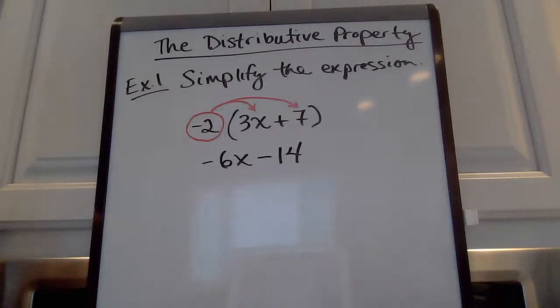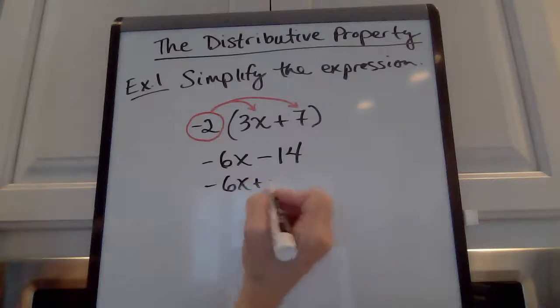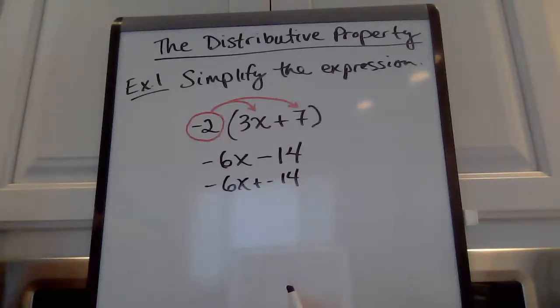That's what it would look like on a multiple choice test. You could have also written -6x plus -14, and that would also be accurate. This is just what you'll see in a book or on a test or on a worksheet if the answers are listed.